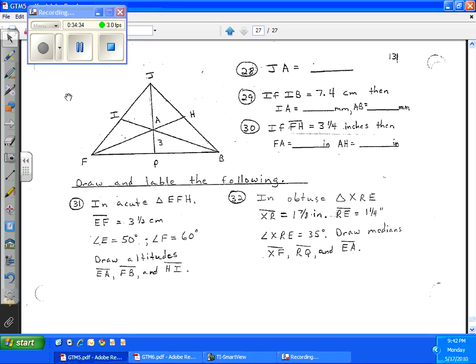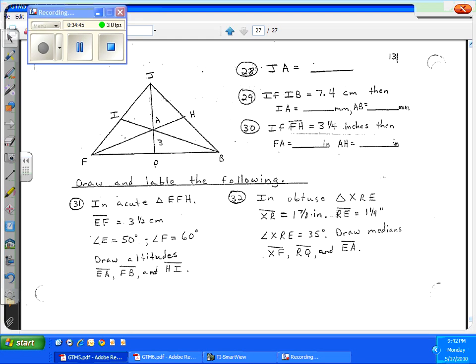Now, we need some given information, and it didn't say the given information. But what we were assuming here, and the marks weren't there, is that these are medians. So it should have been given that P is the midpoint of this side, making JP a median. H is the midpoint of this side, making FH a median. I is the midpoint of this side, making BI a median.